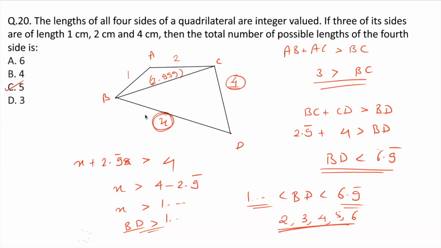Now, of course, you can check for other conditions also, guys. But the limiting conditions are these, considering 4 as the largest side and then X as the largest side. You can check other conditions also, but then for considering all possible cases, you will get the least value as 2 and largest as 6. So there are basically 5 possible values the fourth side can take. And that is option C.